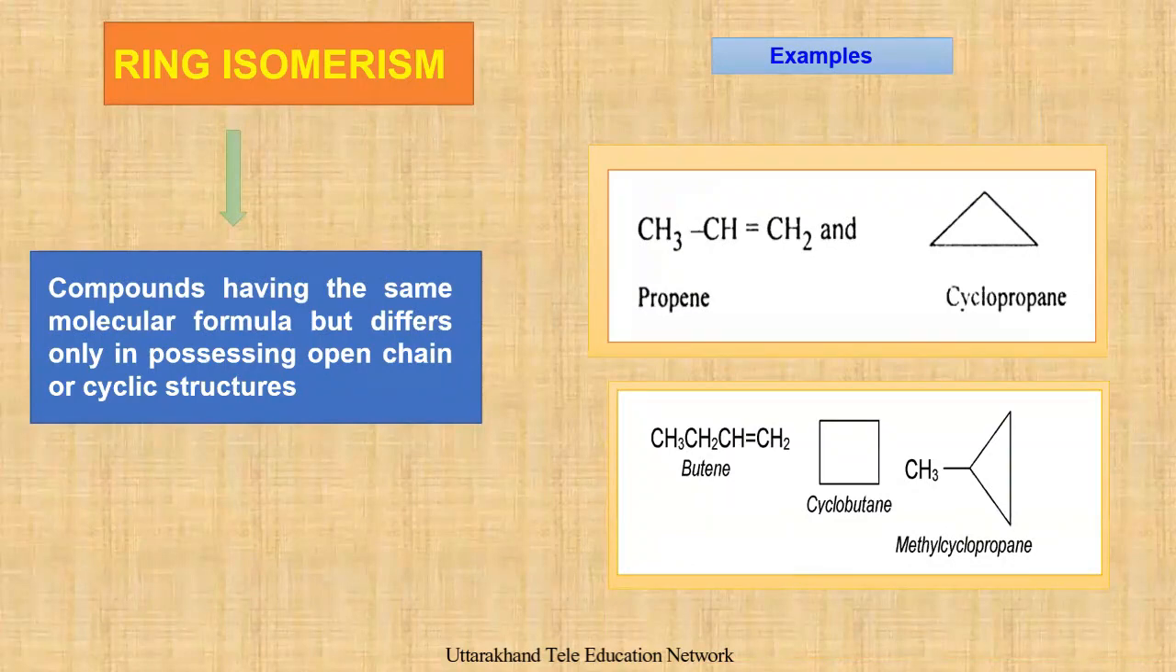And the last is ring isomerism. In ring isomerism, one of the isomers has an open chain structure, whereas the other has a ring structure. Propene and cyclopropane are ring-chain isomers with the molecular formula C3H6. Similarly, butene, cyclobutane, and methylcyclopropane are ring-chain isomers with the molecular formula C4H8.